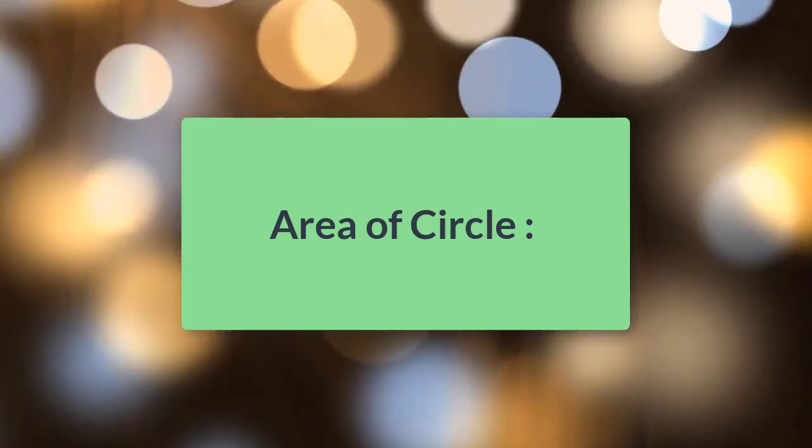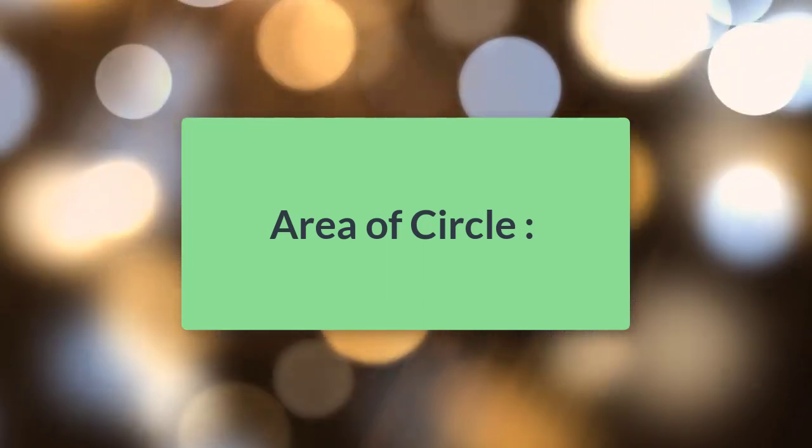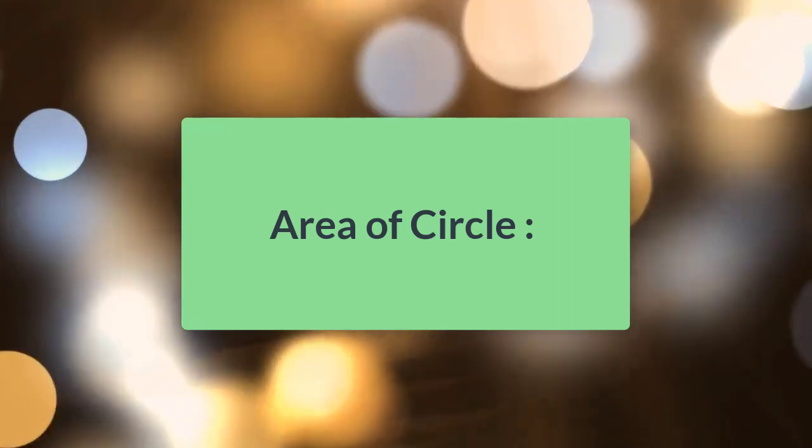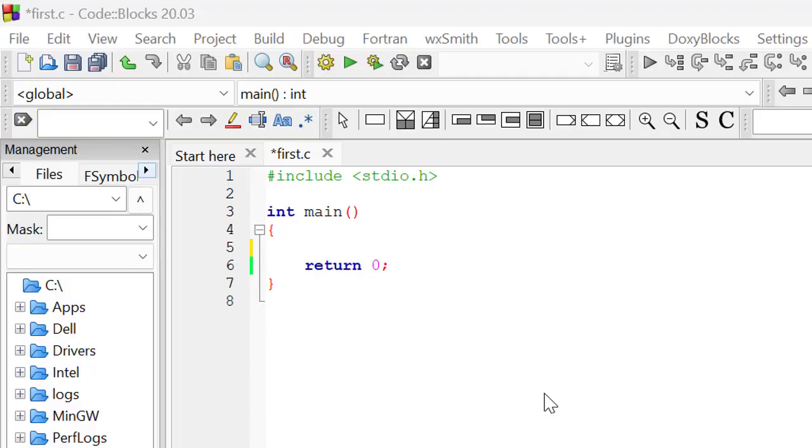We will see a new program, which is calculating the area of a circle. Now we know that for calculating the area of a circle we require the radius of the circle. So I will take the variable radius equal to 10.5.